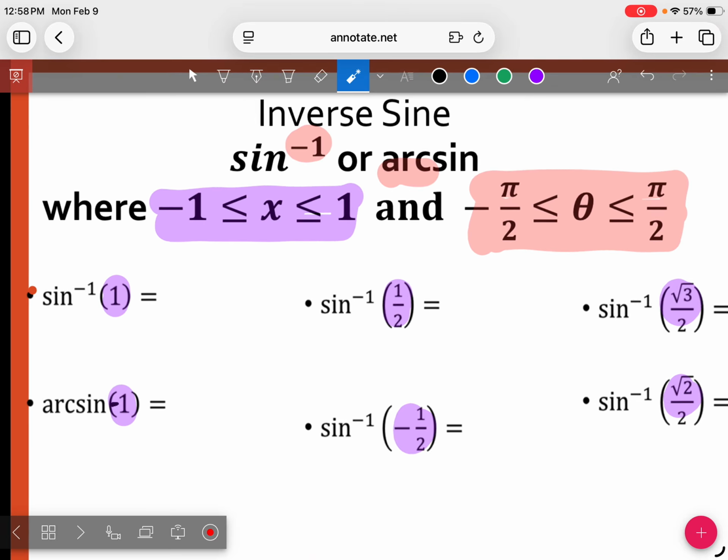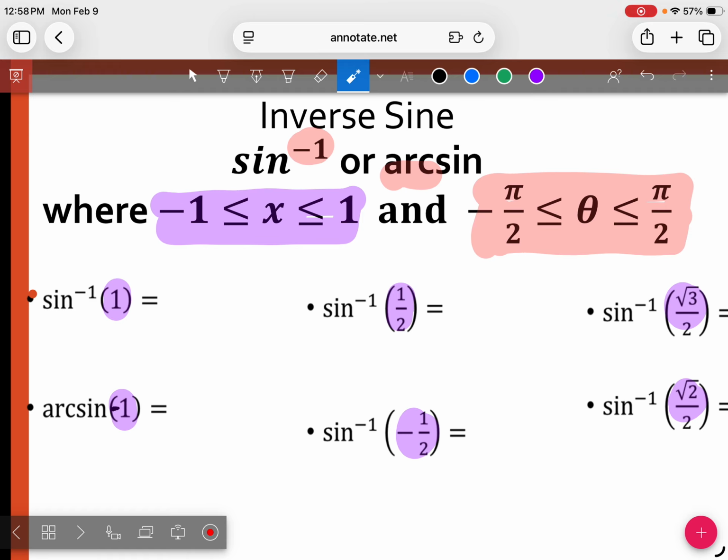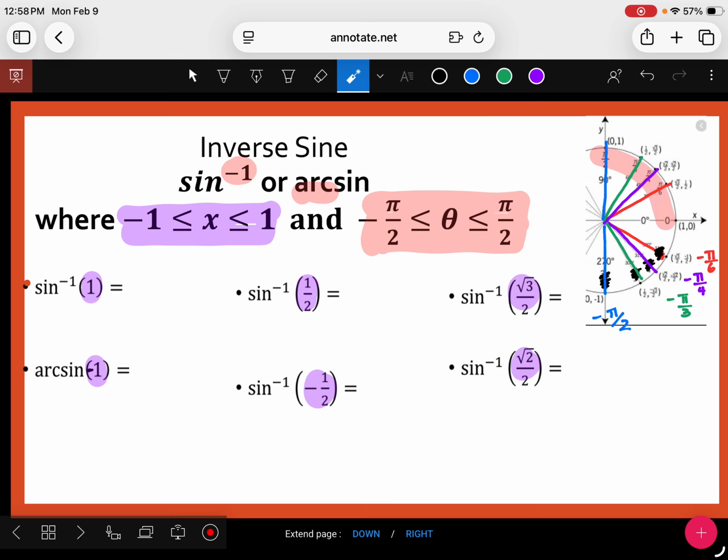All right, so let's look at this first one here. It's asking you, what angle has a sine of positive 1? What angle has a sine of positive 1? And that would be what? What's the angle that you see I have highlighted? Which one of these angles has a sine of 1? Pi over 2. That would be your answer. I'm going to go across.